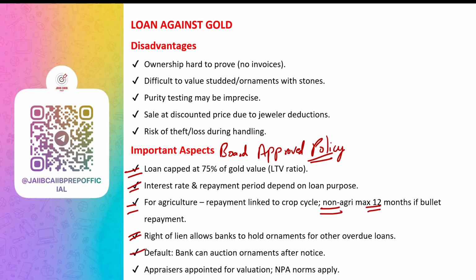In case of default, the bank has the option to sell the ornaments. So if repayment is not made, the bank can sell the ornaments after giving a reasonable notice as per Section 176 of the Indian Contract Act, and banks usually appoint professional appraisers for purity testing. So for agriculture, it is the harvest or marketing season.